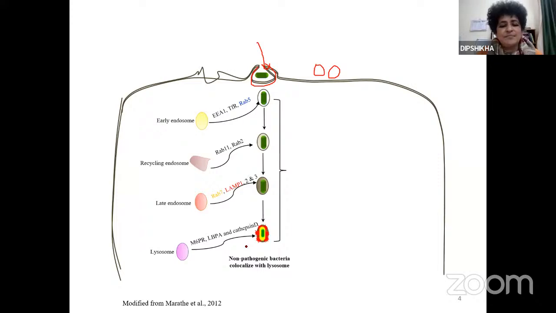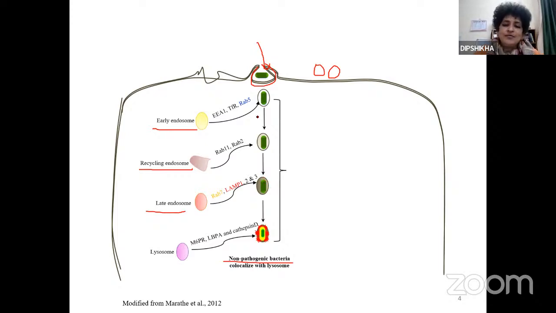Say, for example, I take a non-pathogenic bacteria. Many of you have worked with E. coli in the lab. Say, E. coli DH5-alpha, one of the very meek, very mild strains we used for genetic engineering. Suppose I have ingested E. coli DH5-alpha, it will be taken up. And this particular bacteria-containing vacuole will undergo a modification. During this modification, many proteins from the early endosome, the recycling endosome, and the late endosome get attracted towards this bacteria-containing vacuole.